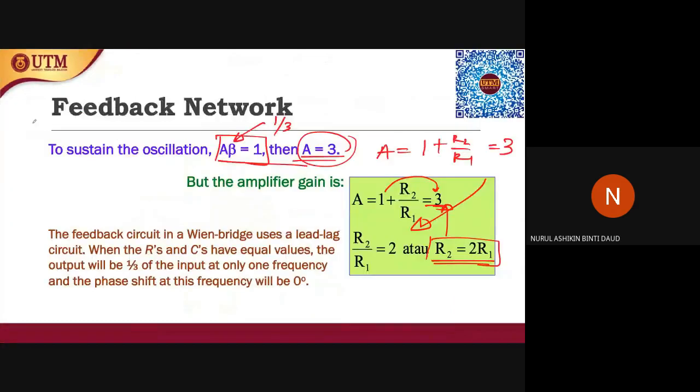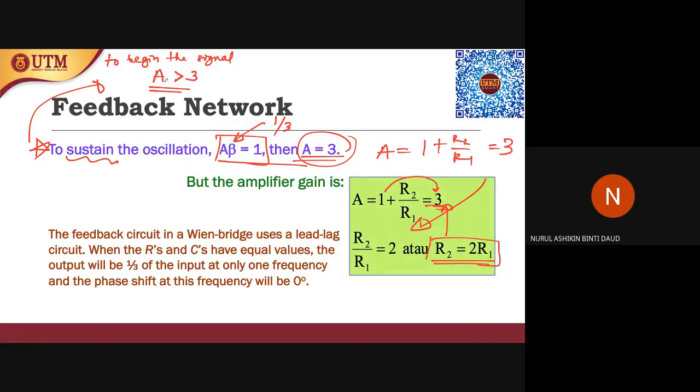Okay, before that, this is the condition for the Wien bridge to sustain. I forgot to mention the condition for the Wien bridge to begin, which is at first, to start the signal, to begin the signal. The value of A, the amplifier gain, should be more than 3.